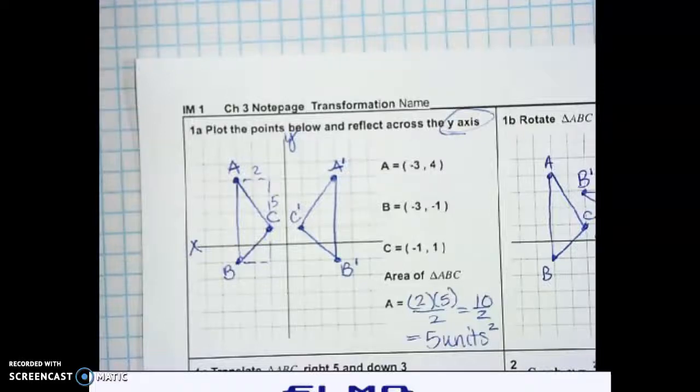Today we're looking at the Chapter 3 note page on transformations for Integrated Math 1. Right now I'm in box 1A and the directions say plot the points below and reflect across the y-axis. So you start by graphing the 3 points A, B, and C.